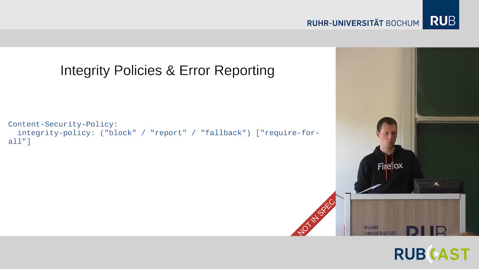There's something similar which we've been thinking about, which is also not yet in the standard but may come in a future version, which would be some sort of integrity policy sent with a content security policy that could either mandate that all failed integrity should be blocked or just reported, or always a fallback should be attempted. And we could also say, hey, we want sub-resource integrity for everything. All sub-resources in this document require sub-resource integrity. And that brings us to what are the sub-resources, right? Again, this is not in the spec, this is just an idea.